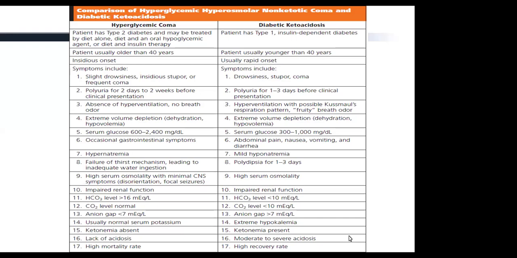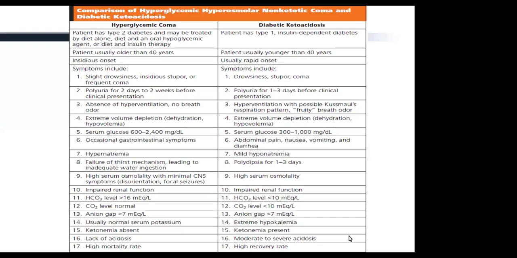I don't know whether that answers the question partly. I think it actually fully answered it. Someone is saying DKA is in type 1 and HHS in type 2. That's not true. DKA can be in either type 1 or type 2.